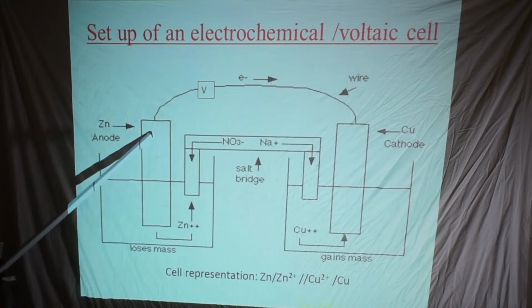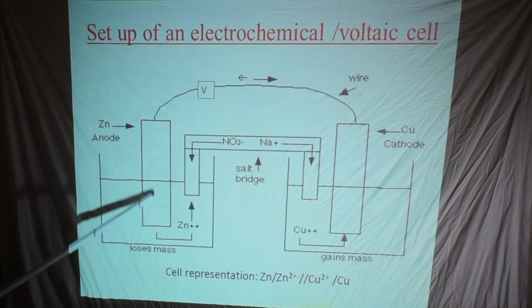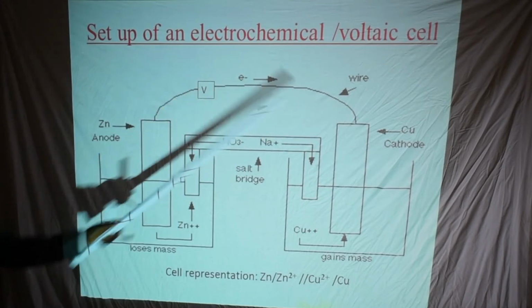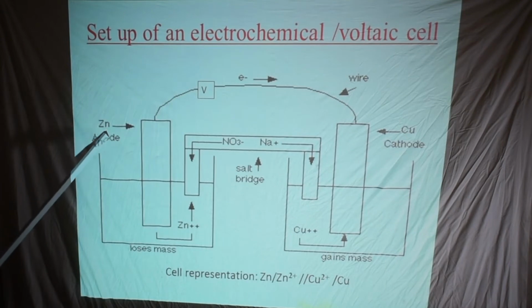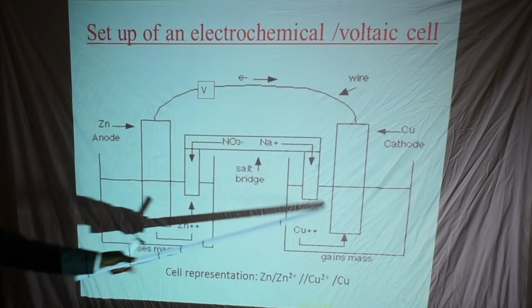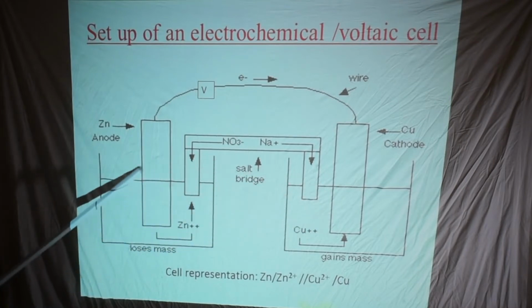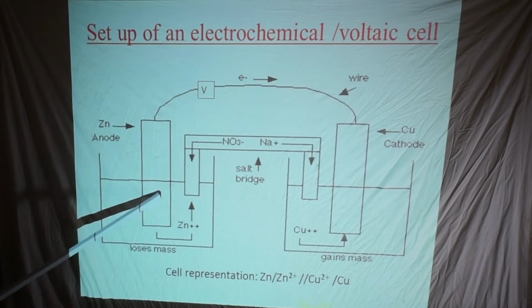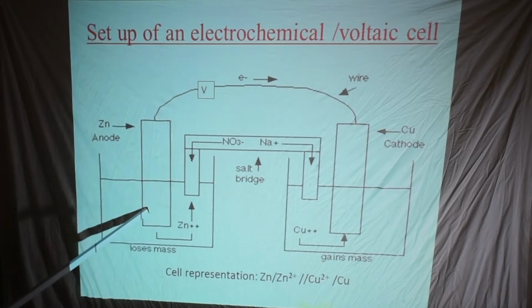Now, the ionization depends on the position. In comparison to copper, this one ionizes more because it is more reactive, and therefore will be more negative with respect to copper. So this one will become more negatively charged, and this one will become more positively charged. So this one will have more electrons.